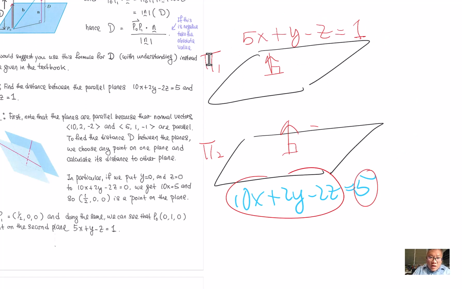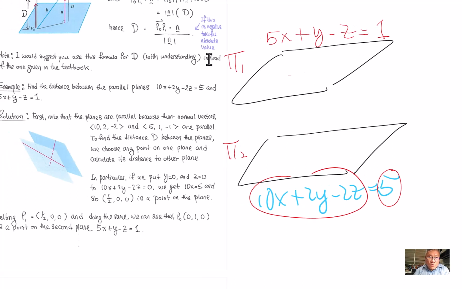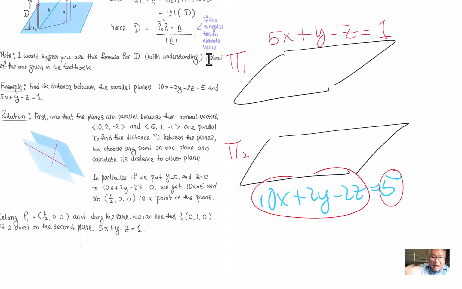Okay, so if they're not the same planes, then we can also ask the following question. What is the shortest distance between these 2 planes? Again, that means we are looking at the line which is perpendicular to this and perpendicular to that. So that will be the shortest distance. The question now is, how do we find it?